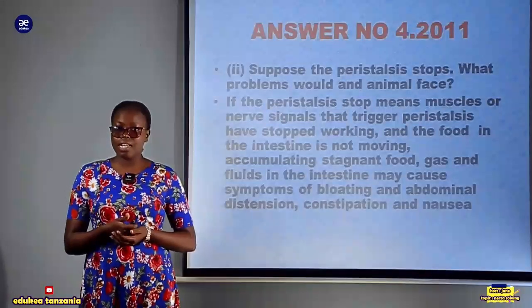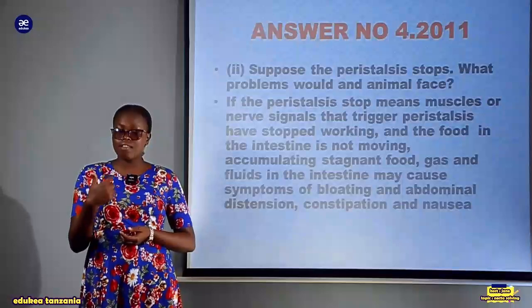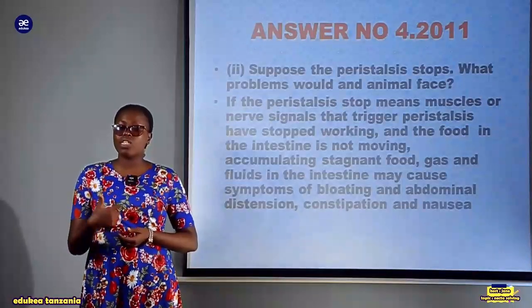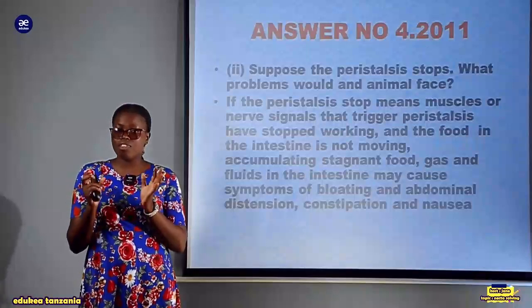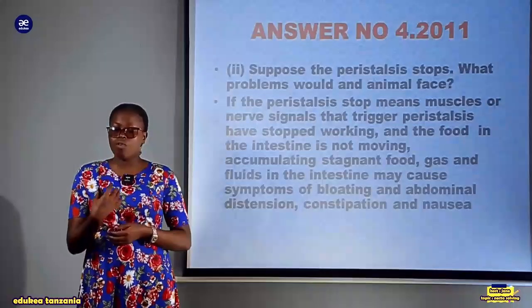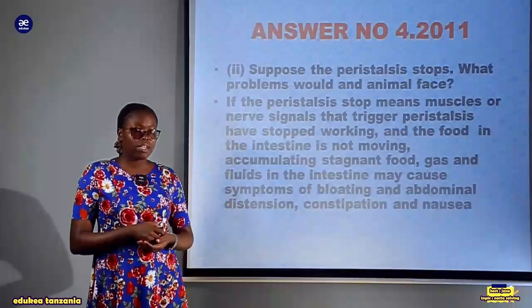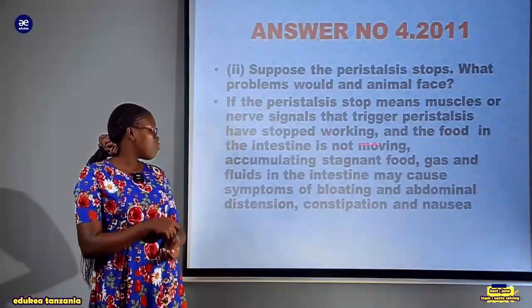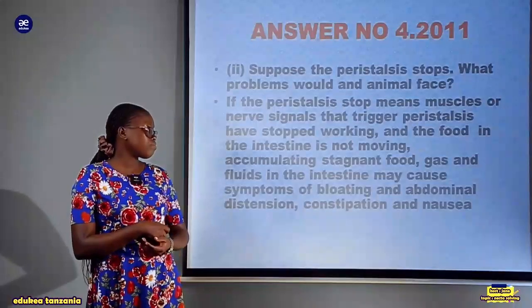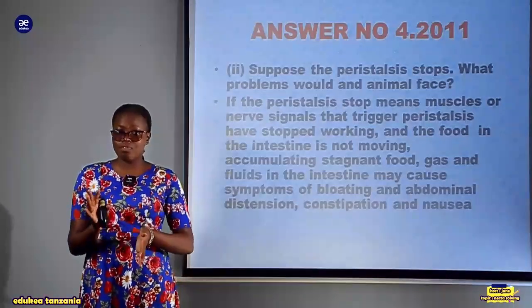Ndio inapelekea peristalsis. Kwa peristalsis inatokea pale ambapo this nerve signal ambayo inatoa taarifa kwamba chakula kipo na kienda kumezwa, au this muscle which are responsible for the contraction and relaxation kwa ajili ya kuensure kwamba chakula kinaingia tumboni vizuri, inakuwa zimestop working. So zikistop working, kitu gani kinatokea? So the food in the intestine is not moving. Kwa chakula kinakuwa kinakuwepo pale tumboni, lakini there is not that movement.